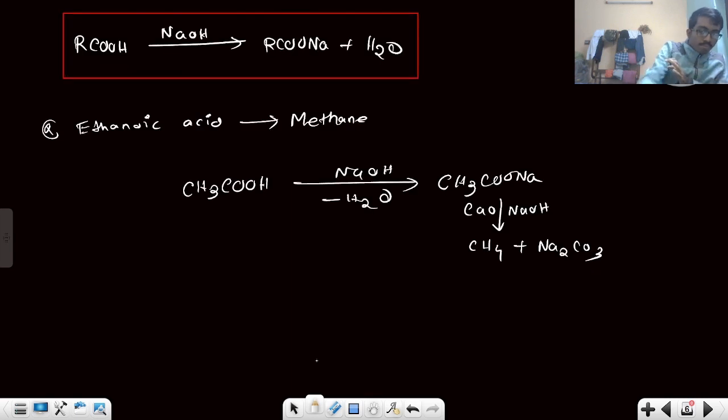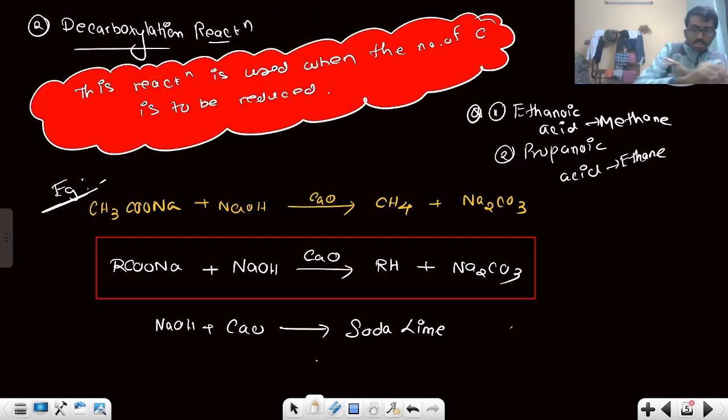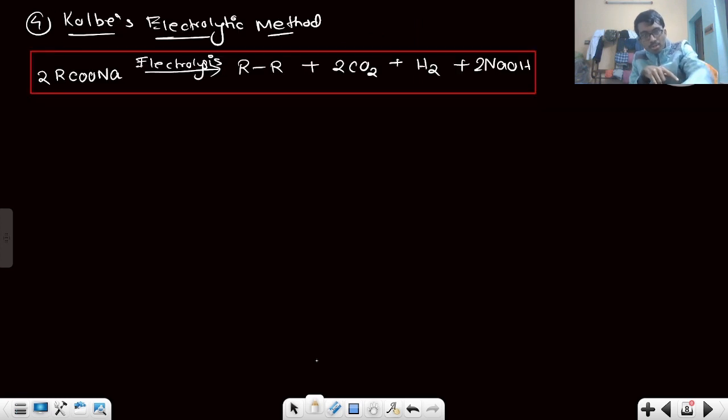Come back to the decarboxylation reaction. There also we are using RCOONa. There we are getting RH. And we are finding that there is a decrease in the number of carbon. Right or wrong? You check, a decrease in the number of carbon. That's why we are using the decarboxylation reaction, right? But if you find here in the case of Kolbe electrolytic method, there is no decrease in the number of carbon.